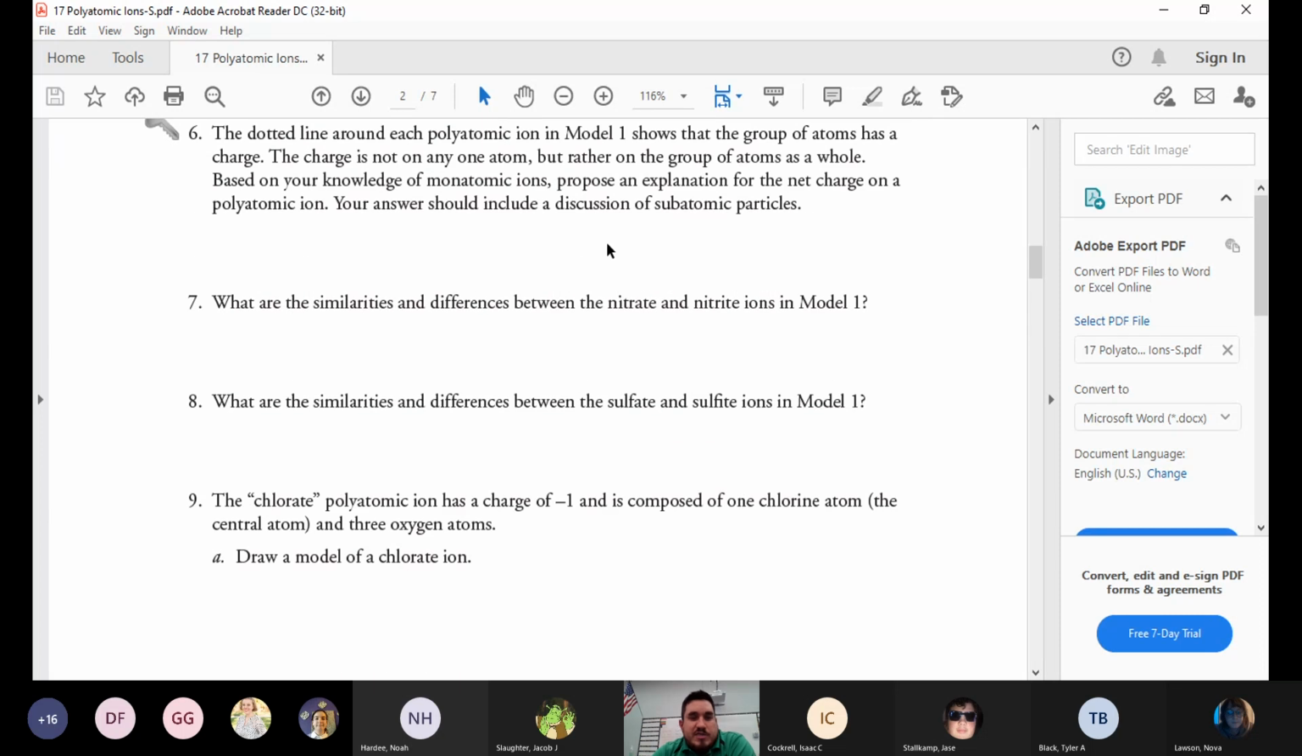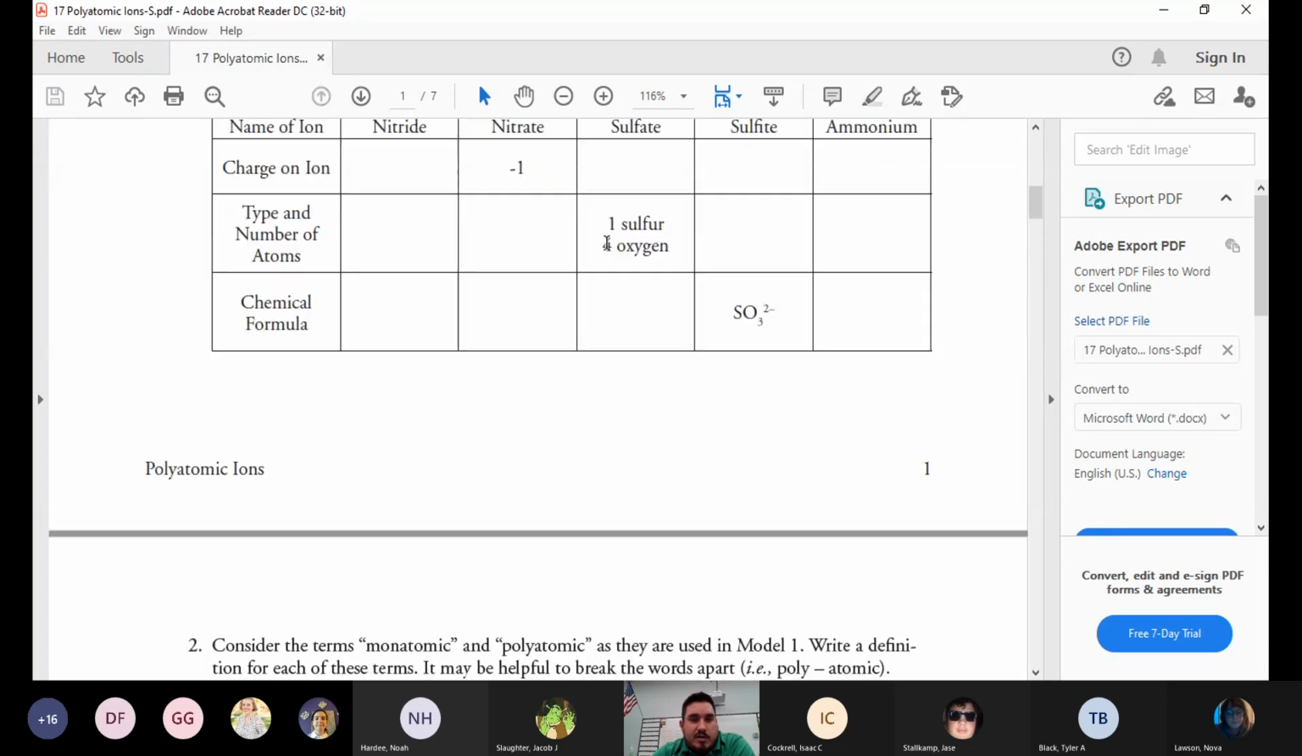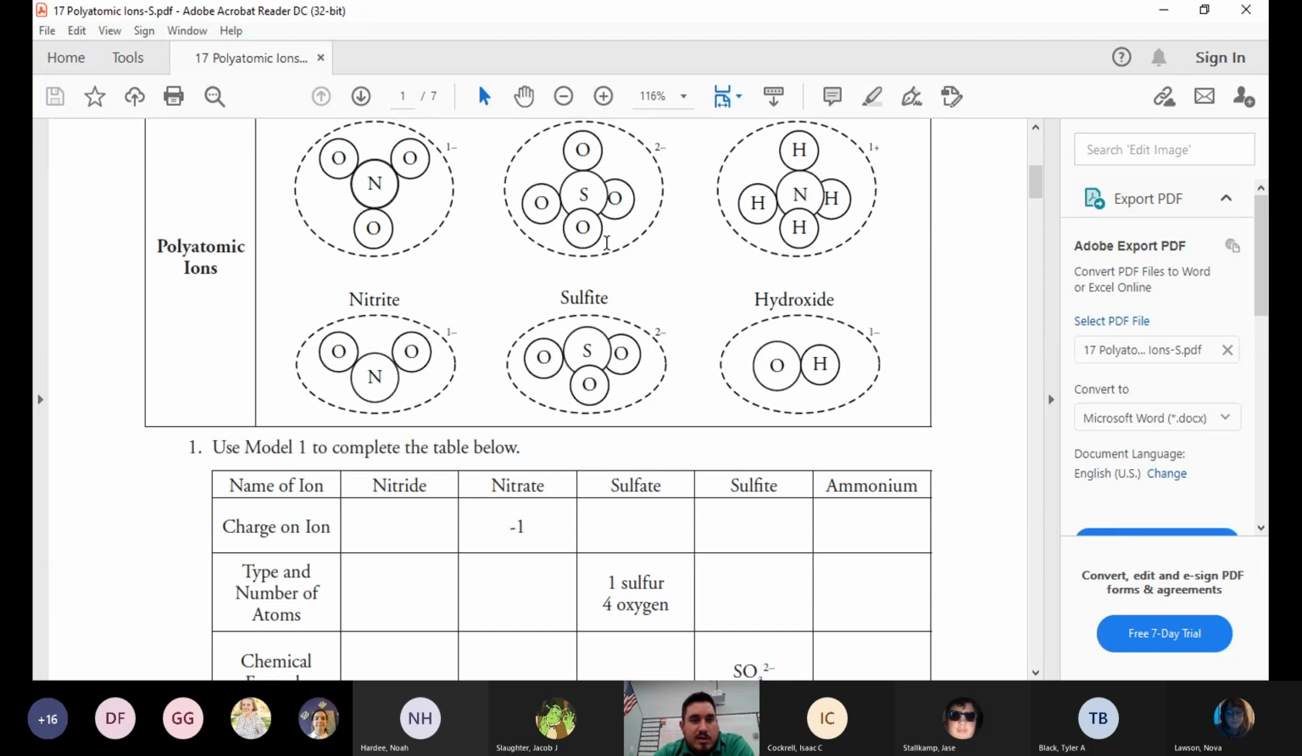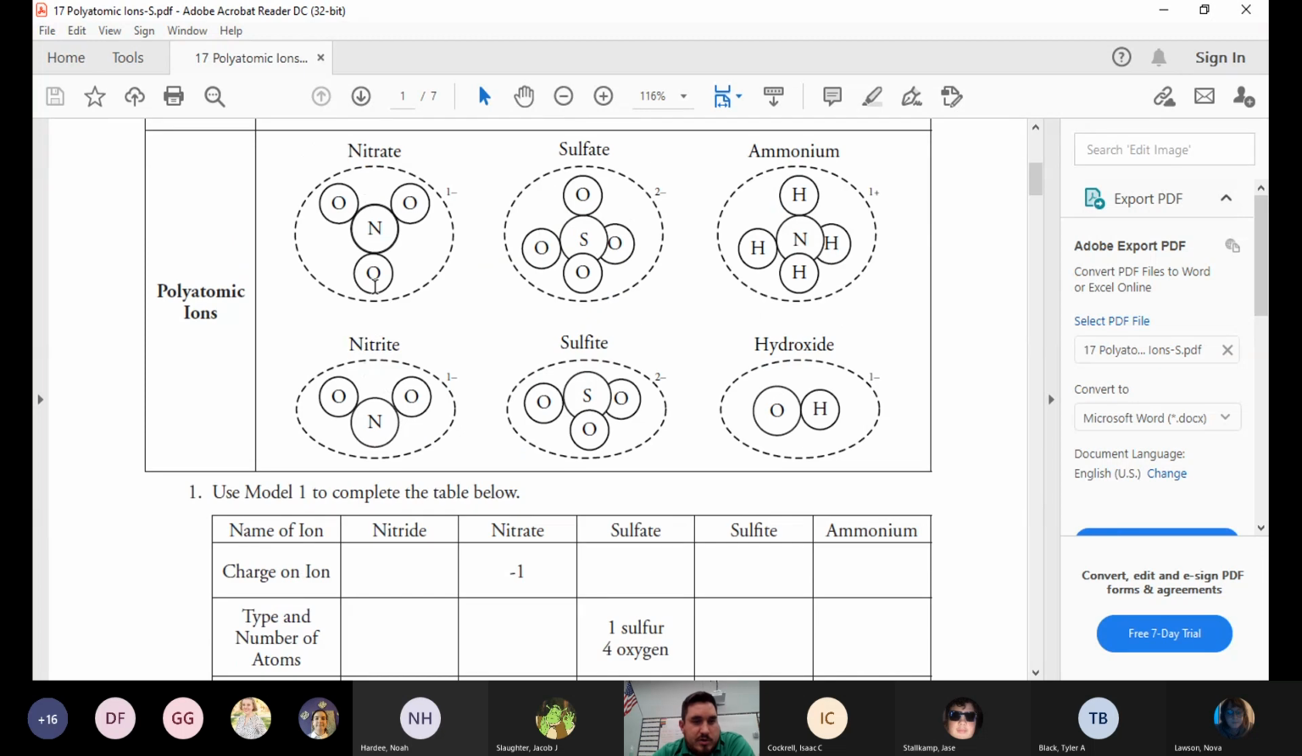What are the similarities and differences between nitrate and nitrite? If you take a look at nitrate and nitrite, which are right here, you guys in the chat box, what are some similarities between nitrate and nitrite? And that makes sense, right? It starts with nit, the nitrogen. So yeah, we've got a nitrogen base in there.